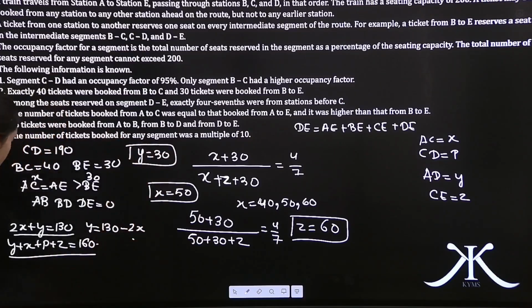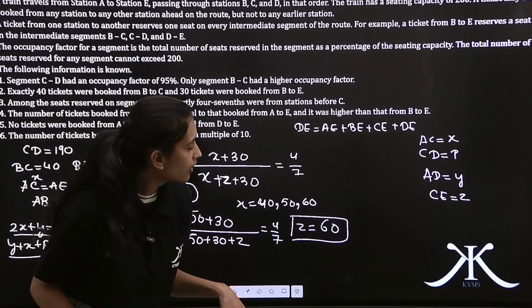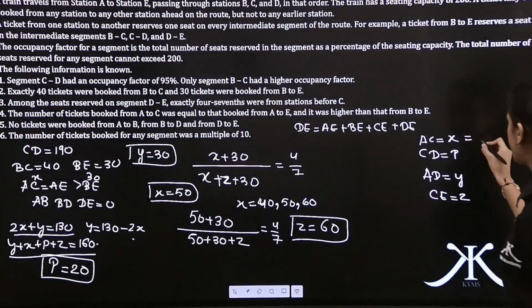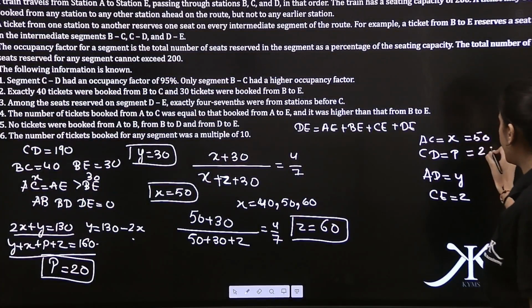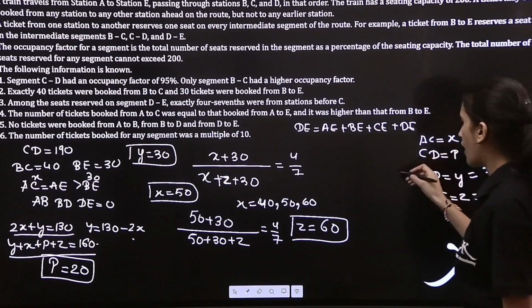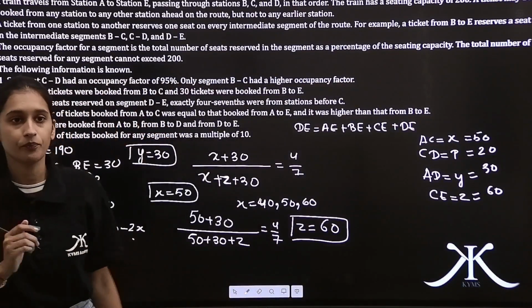I hope this much is clear. Now we have x, we have y, we have z. So putting all these values, we can get the value of CD. That is P, that will come out to be 20. So let's see how many values we got. For AC, it's 50. For CD, it's 20. For AD, it's 30. For CE, it's 60. And AB, BD, DE are 0. BC is 40 and BE is 30.